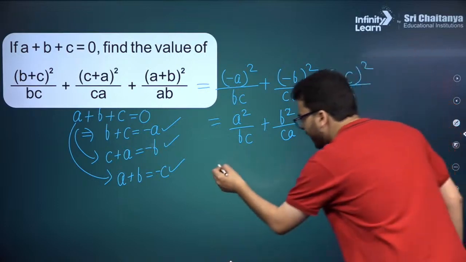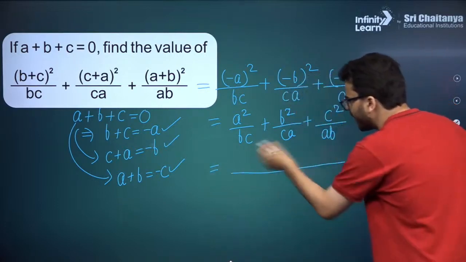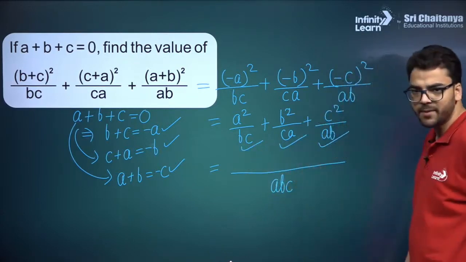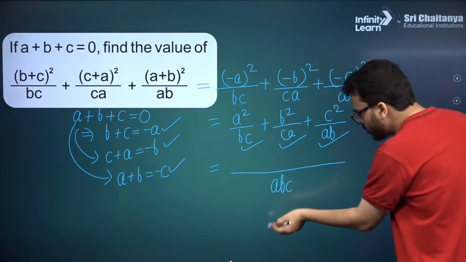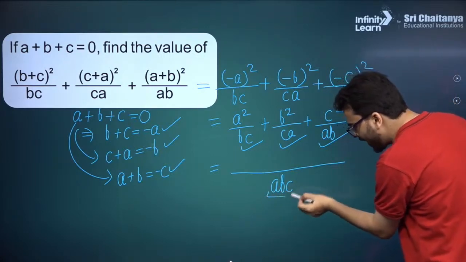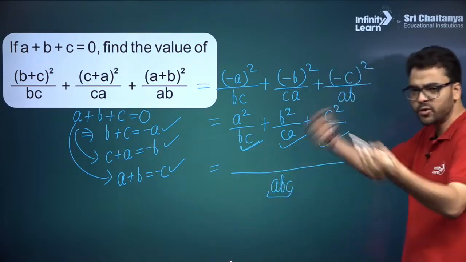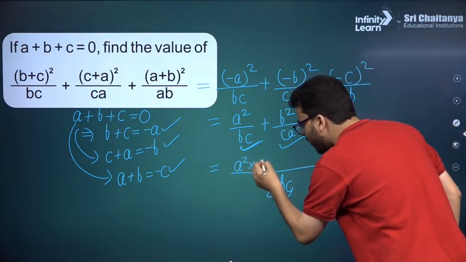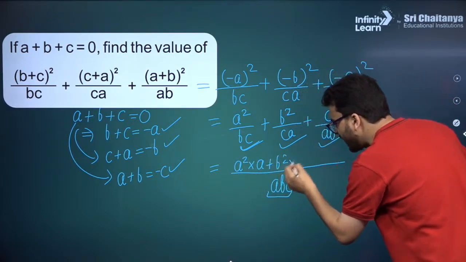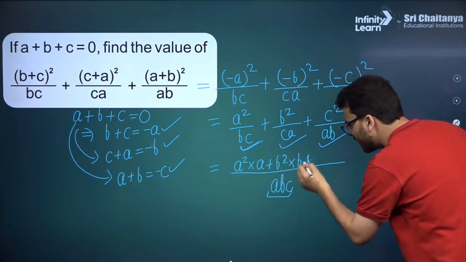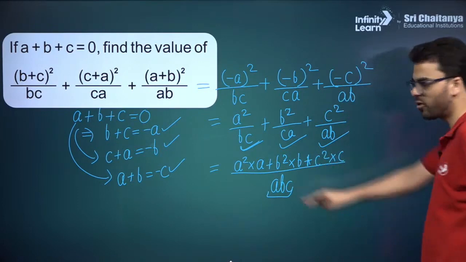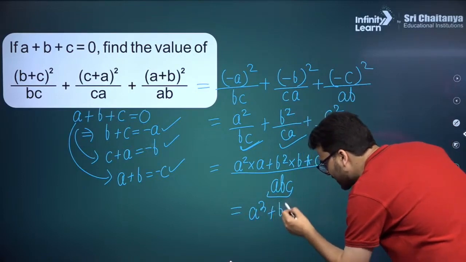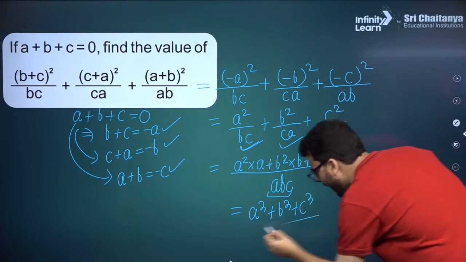Yes, 3 is correct. So if I take the LCM of the denominators, AB, BC, AC, the LCM will be ABC only. When you find the LCM, you divide ABC by BC. Obviously you do that in your mind, but I'm explaining it. So you will get a square into a, in the same manner b square into b, and c square into c. I hope that is clear. So this expression is equal to a cube plus b cube plus c cube divided by abc.